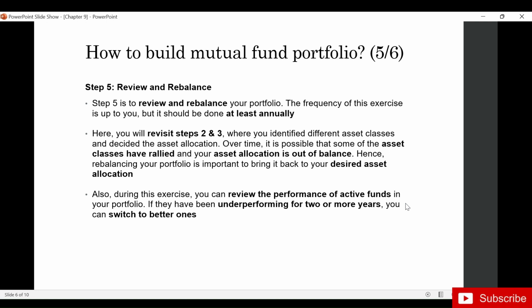So rebalancing your portfolio is important in this case to bring it back to your desired asset allocation. Also, during step 5 of reviewing and rebalancing, you should review the performance of your active equity funds in your portfolio. And if you find that they are underperforming their benchmarks for more than 2 years, then you should consider switching to better active equity funds.